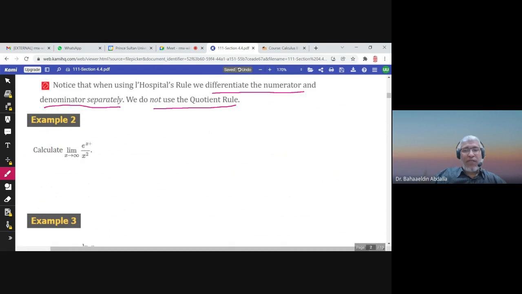Replace x by infinity. e to the power infinity is infinity. Infinity squared is infinity. I have infinity over infinity, so I can use L'Hopital's rule. Derivative of e^x is e^x. Derivative of x squared is 2x. Replace x again by infinity. e to the power infinity is infinity. 2 times infinity is infinity. I can use L'Hopital's rule once more.